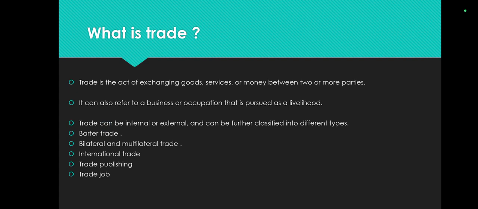International trade. International trade has been key to the rise of global economy. Trade publishing. Trade publishing refers to the publishing of books for the general public. Trade job. A trade job is a job that requires advanced training and skills that are gained through means other than a bachelor's degree.